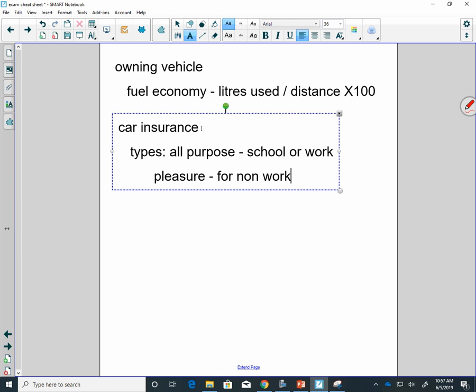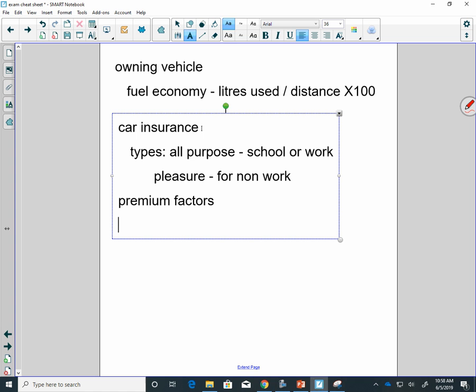But then I have to remember to go back to all-purpose in September, or ride my bike. Okay. Then there's like farm insurance, there's farm all-purpose, a variety of different ones as well. But those are the two main ones, right? You might want to include factors that affect your premium. What kind of factors are there that affect your premium? What is an insurance premium? What does that even mean? It's the cost, how much you pay, right? So it might be your experience.